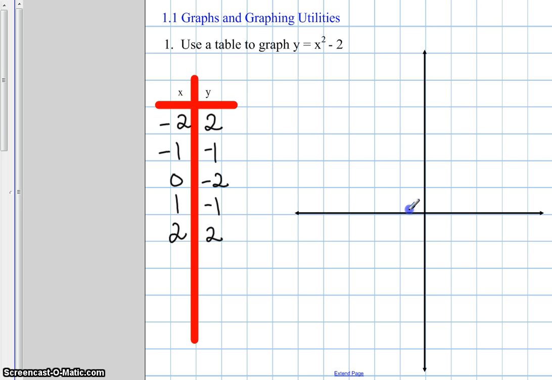Next, we plot those points. So -2, 2, -1, -1, 0, -2, 1, -1, and 2, 2. This is forming a parabola that is shifted down 2 units.